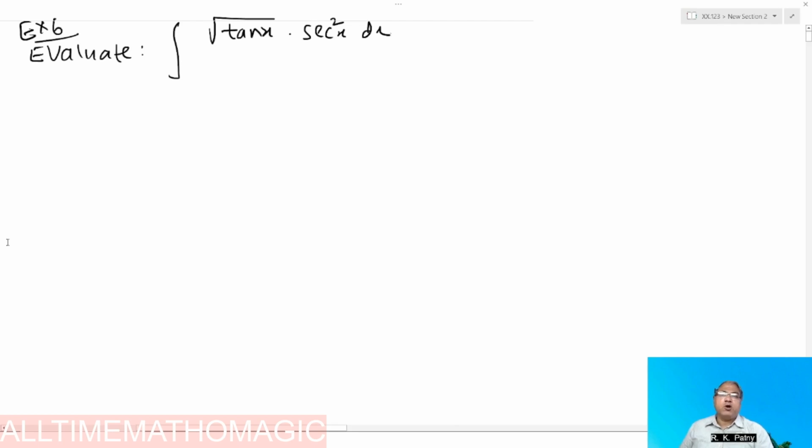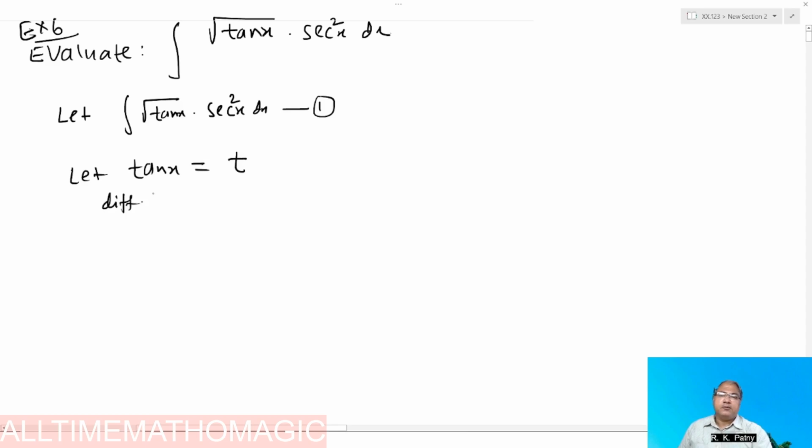Example 6. Evaluate root tan x into sec square x with respect to x. Here the derivative of tan x is sec square x, but the derivative of sec square x is not equal to tan x. Therefore, first of all, let root tan x into sec square x dx be equation number 1. After that, let tan x equal t.